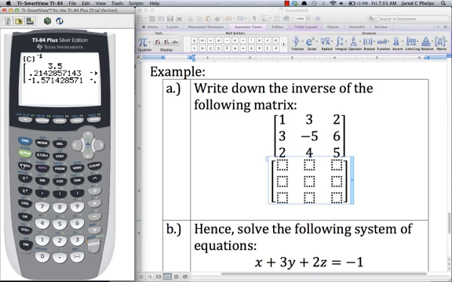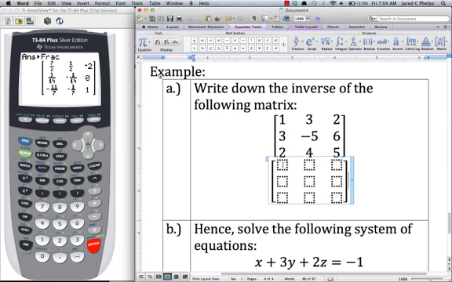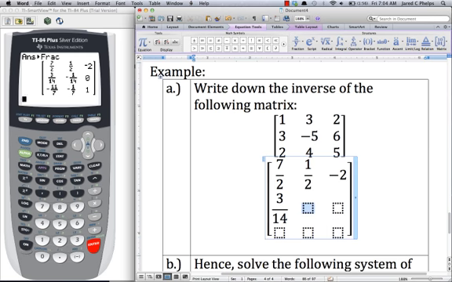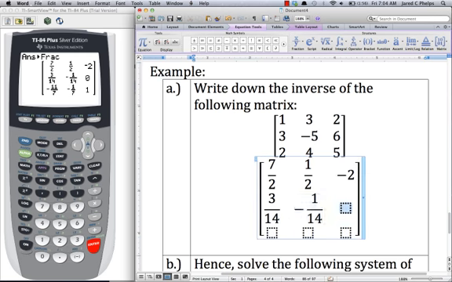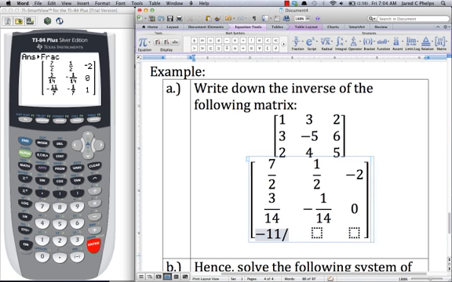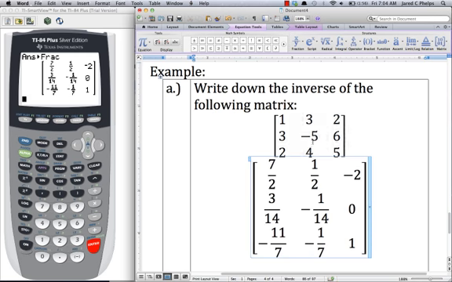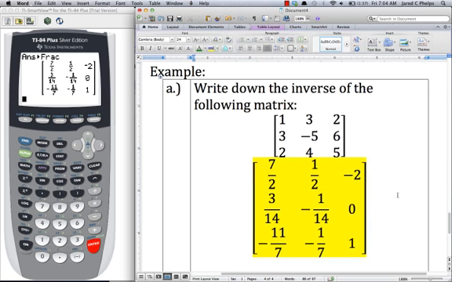Something I wanted to show you guys is that in the math menu, there's a button that says convert to fraction. If you hit enter on that, it will convert all of the numbers into fractions. So we can come back here and say, okay, this was 7/2, this was 1/2, this was -2, this was 3/14, this was -1/14, this one was 0, this was -11/7, this is -1/7, and this one is 1. And yay, that's the inverse. That's really tall because of all the fractions, but that's the inverse of that matrix. So yay, we got it.